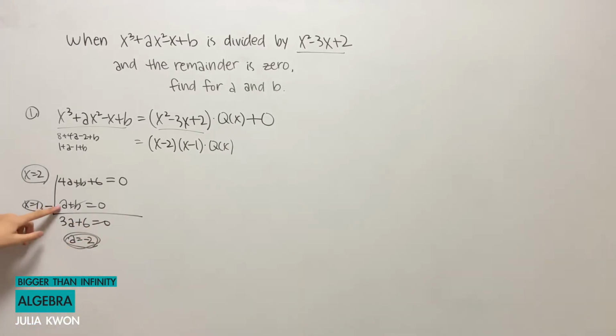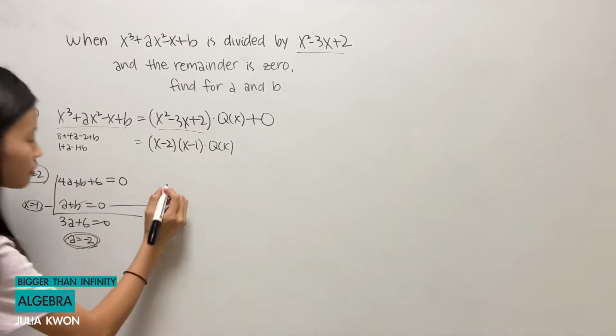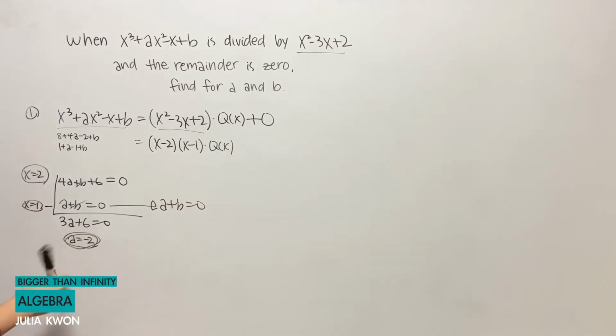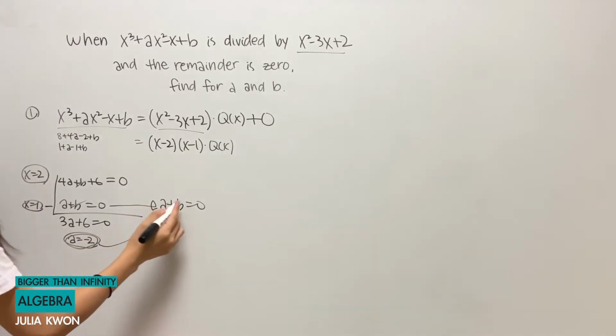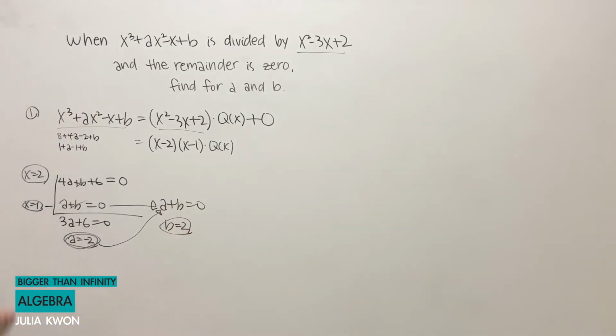Now we can put it into this equation. I will rewrite it back here. And if we put in a is minus 2, we get b is equal to 2. So this is one way to solve it.